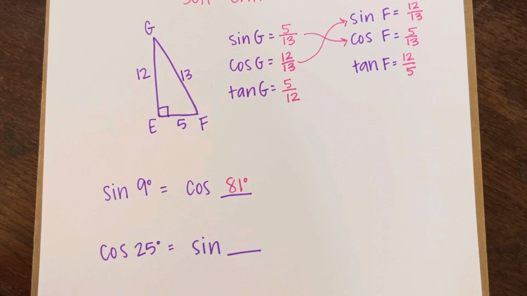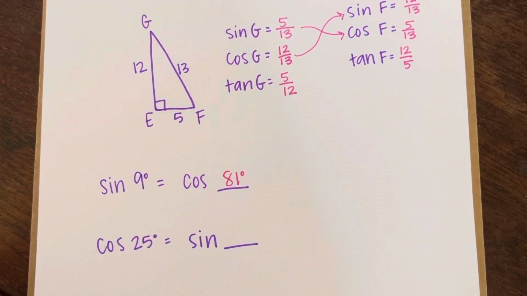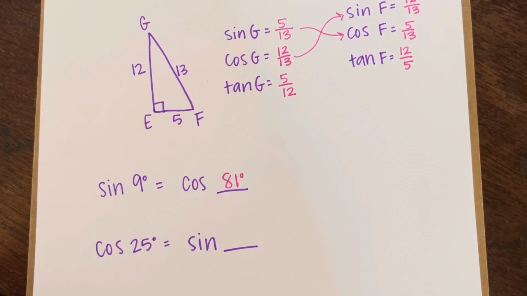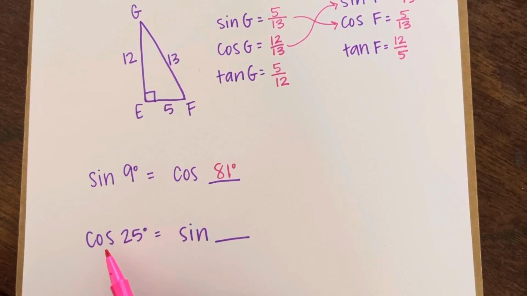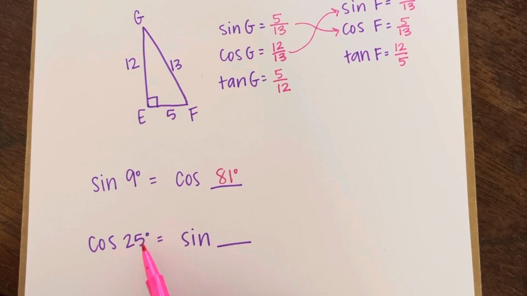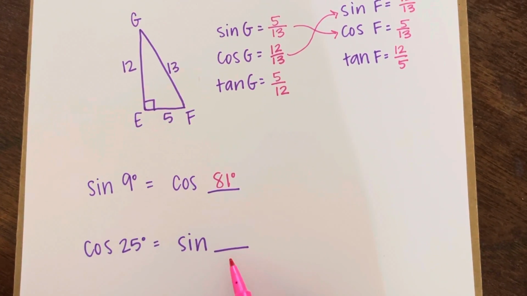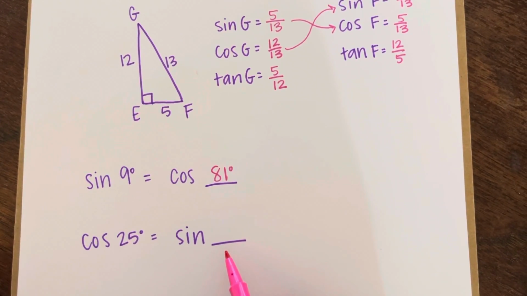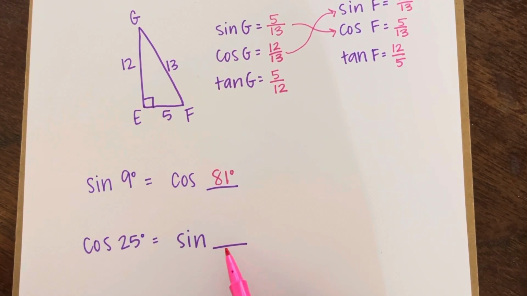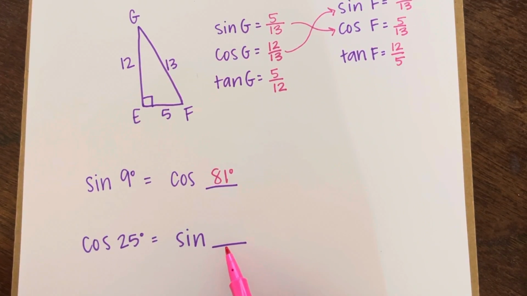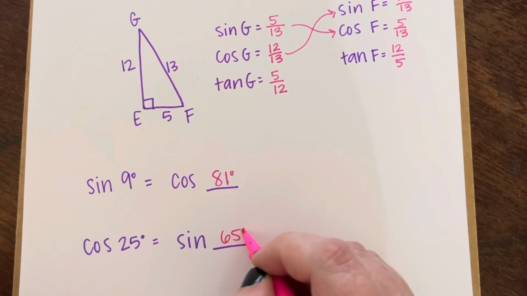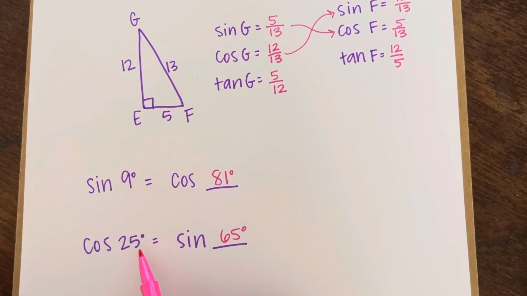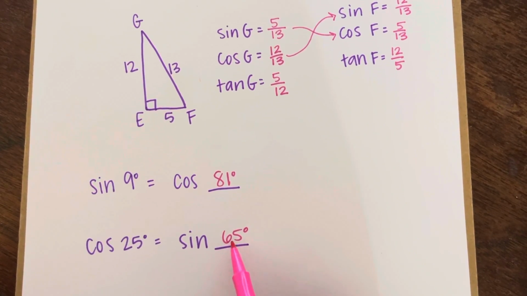You're going to do the same thing if it says to write something in terms of sine, if it's given to you as cosine. So this one is cosine of 25. That's going to equal the sine of the other acute angle in the right triangle. To figure out the other acute angle, you just subtract that from 90. So 90 minus 25 would be 65. So the cosine of 25 equals the sine of 65.